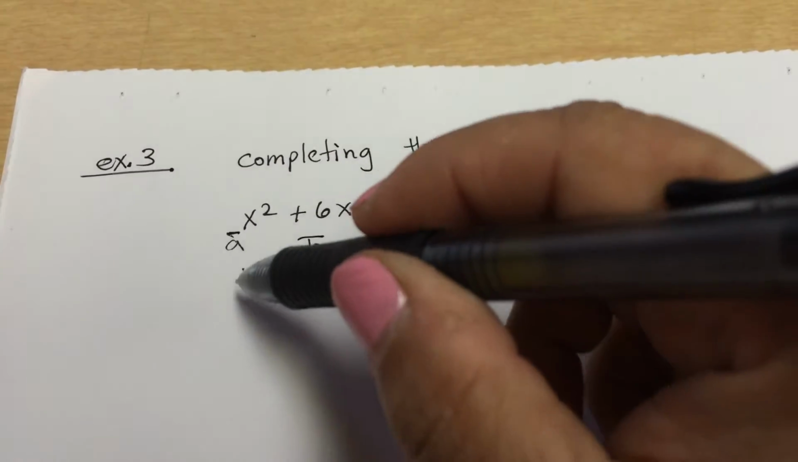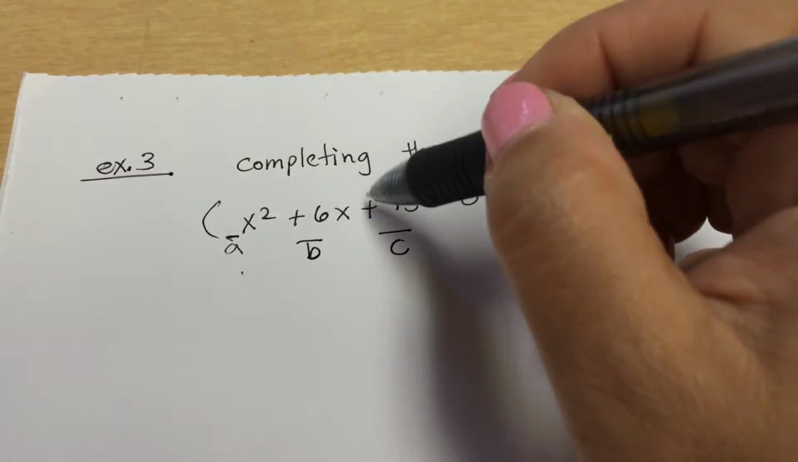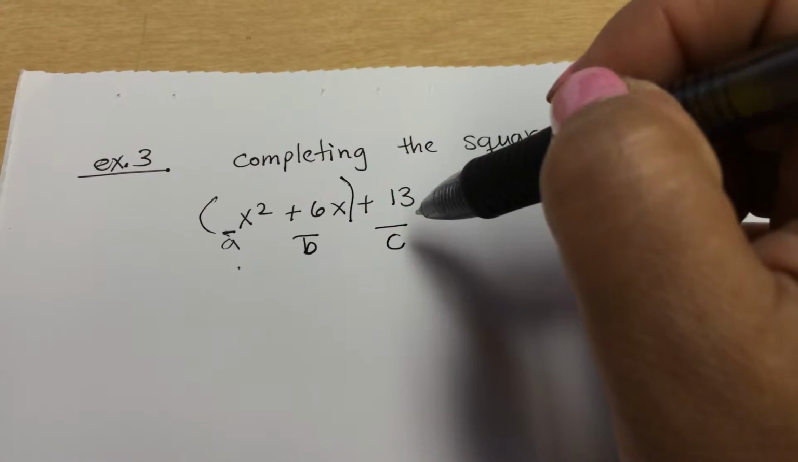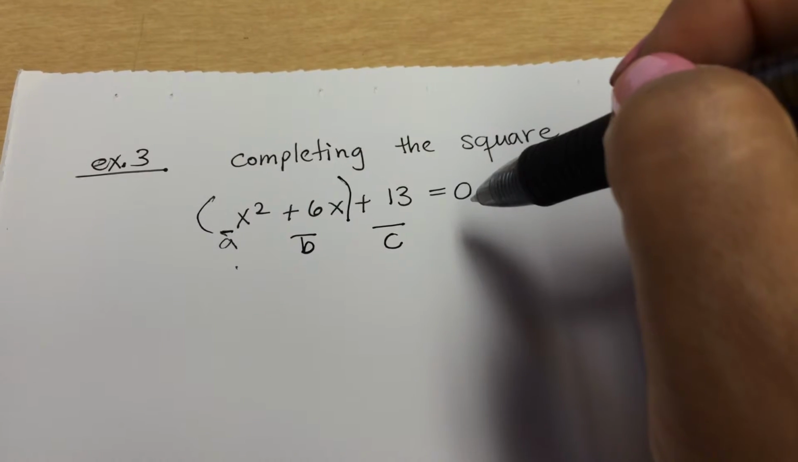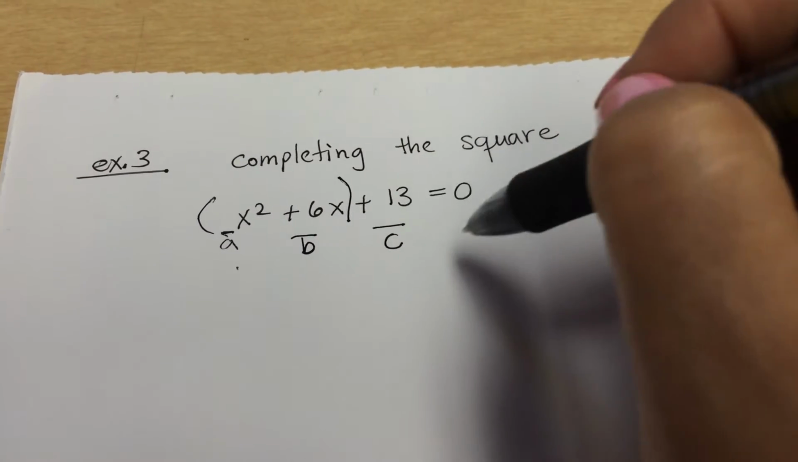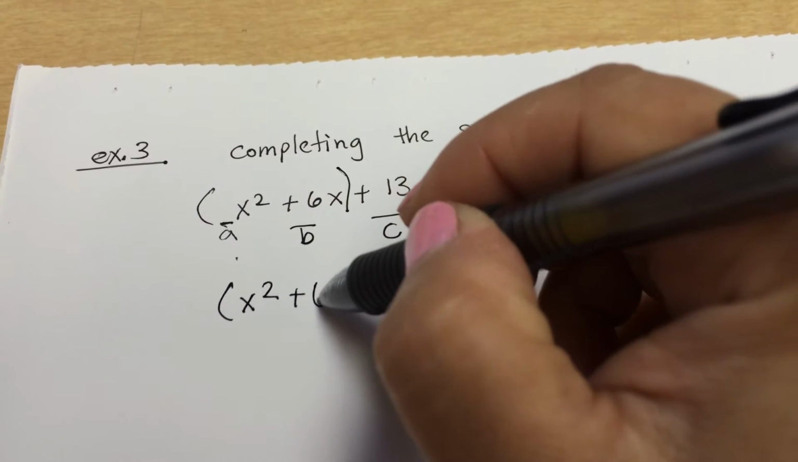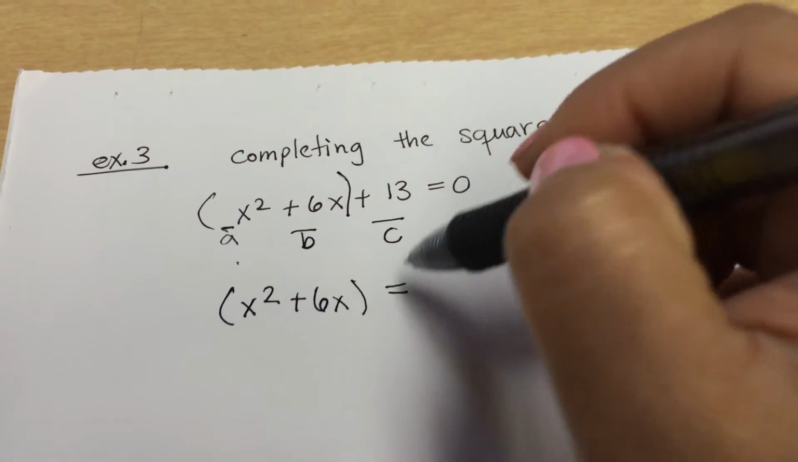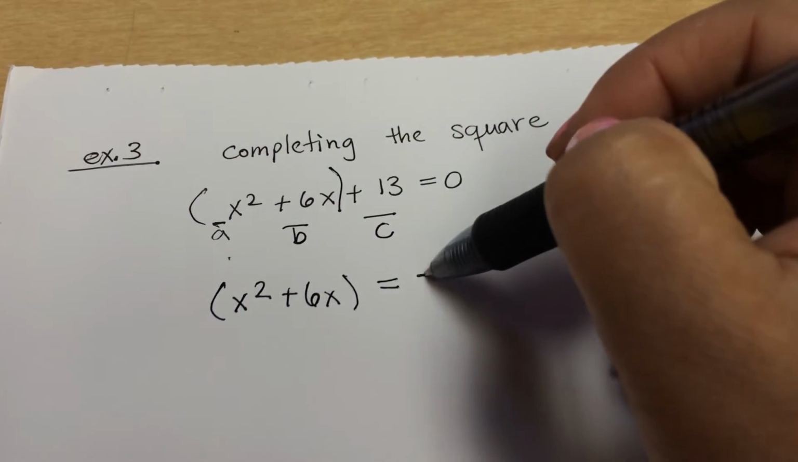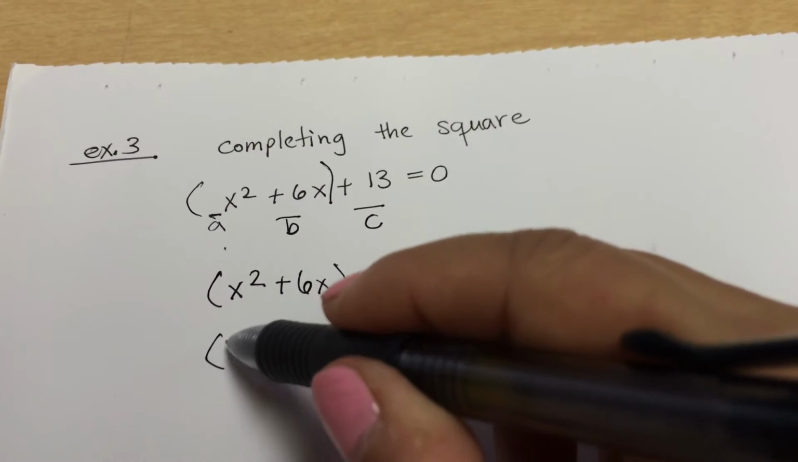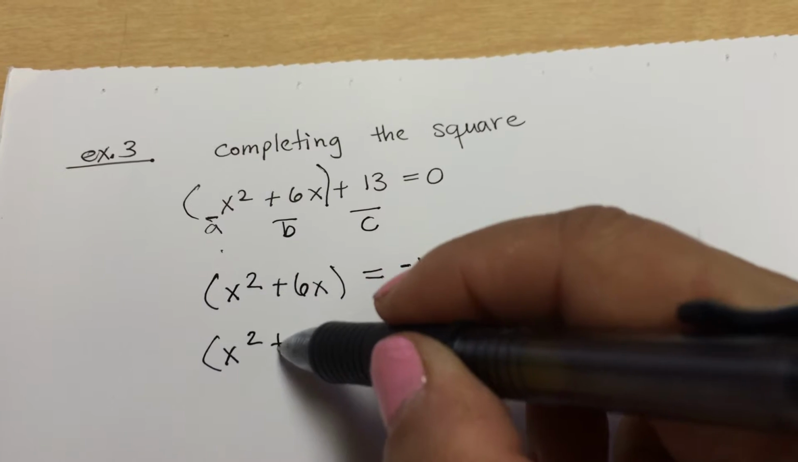So then from here, we're grouping the a and b together, and we're going to leave the c out. Actually, let's bring it over to the other side because I think we're solving for x. So then I have x squared plus 6x equals, and then we have to subtract 13 on both sides, so that's negative 13 right there. Okay?